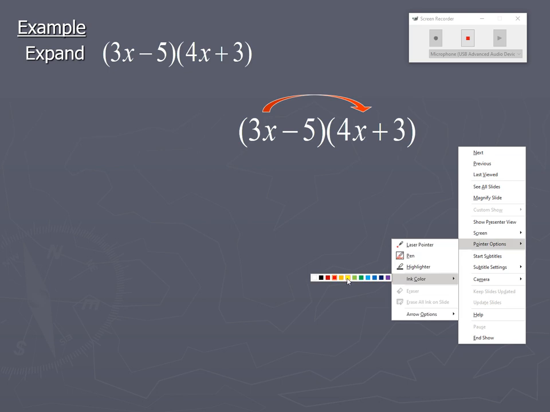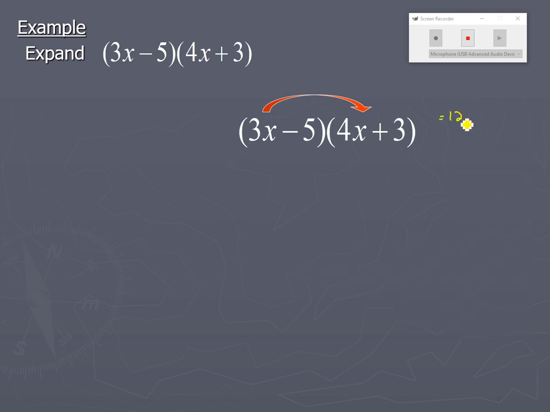12x squared is the first one. Then 3x times 3. What's 3 times 3? 9. Then negative 5 times 4. See, all the arrows just match up there. Negative 5 times 4 is negative 20x. And then last one, negative 5 times 3, negative 15.